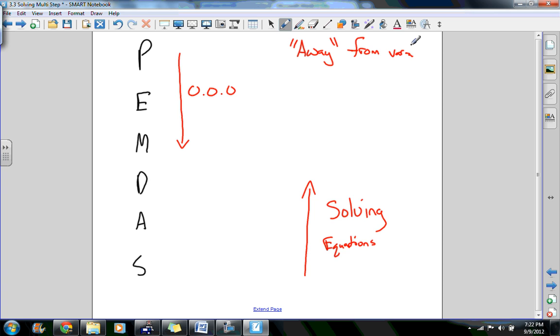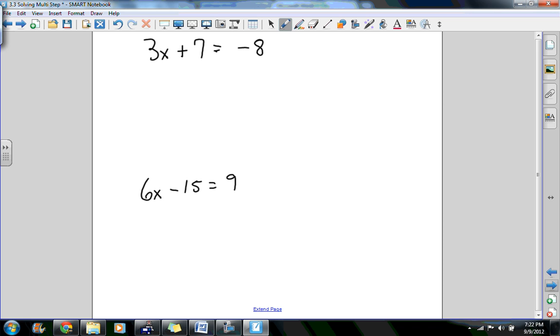Okay, so if you have 3x minus 2, the 3 times x, that's the last step that you're going to do because it's closest to the variable. The minus 2, you want to get rid of that first because it's farthest away. So, as we work on these problems, we're going to do them just like we did before, except now we have multiple steps instead of just one.